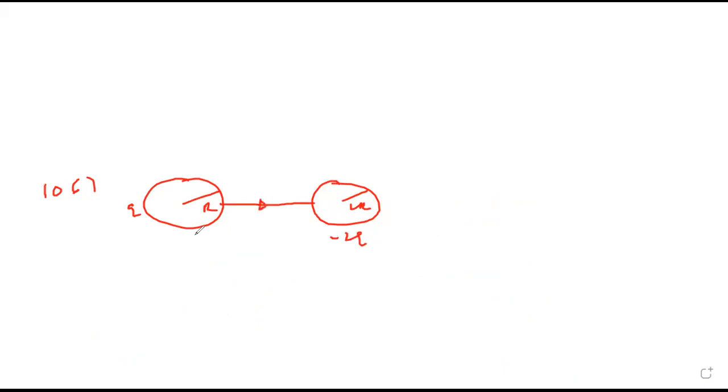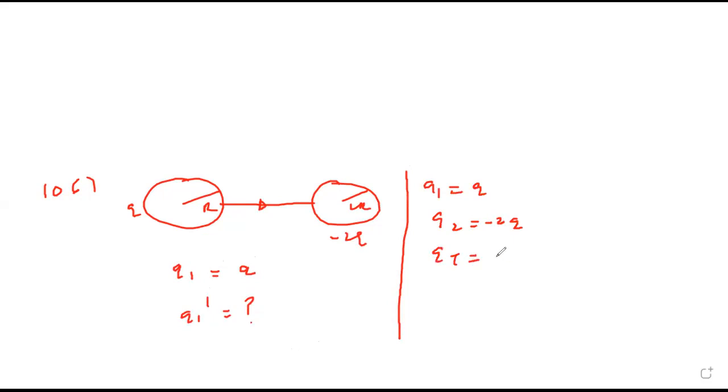This charge goes to the other. So if I know initial charge on first one is q, if I find q1 dash, then q1 minus q1 dash will be the charge which is flowing. So let us see how to find q1 dash. q1 is q, q2 is minus 2q. So total charge will be q1 plus q2, that is q plus of minus 2q equals minus q.